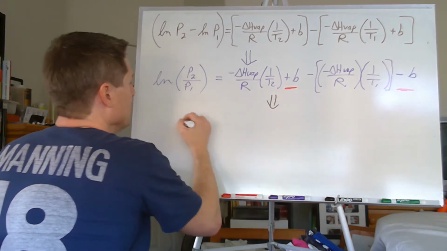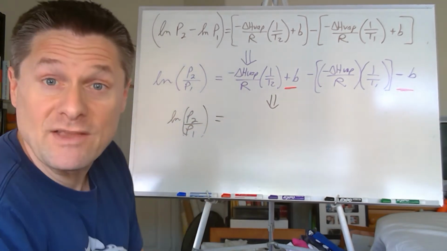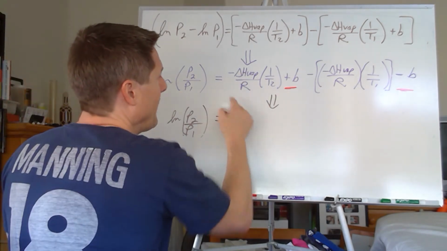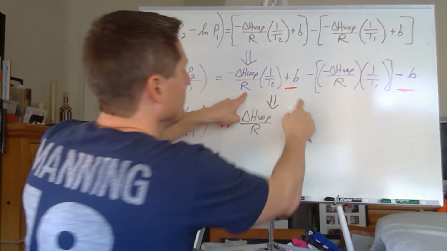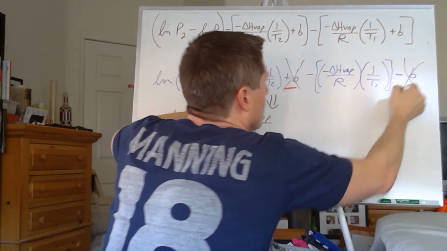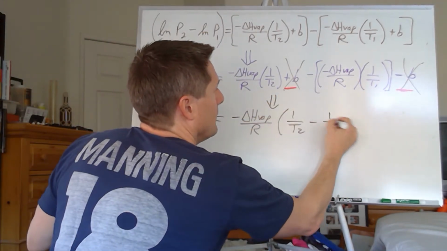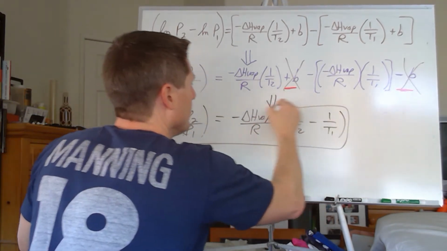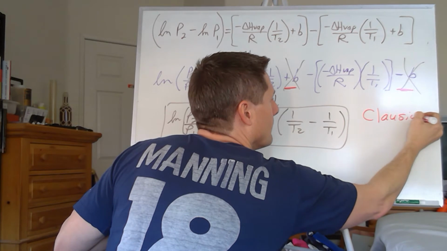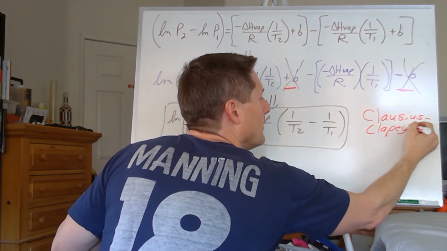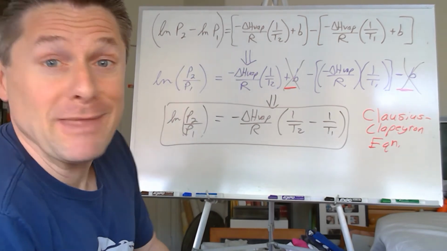You ready? So log of P2 over P1. You see the equation developing here? Just steps of mathematics. Let's factor out negative delta H vaporization over R. The B's cancel. Then you get 1 over T2 minus 1 over T1. That, my friends, that's one form. I've seen a different form for this. This is the Clausius-Clapeyron equation. And that's all Clausius and Clapeyron did. You can do the same thing and name it after yourself if you want to.